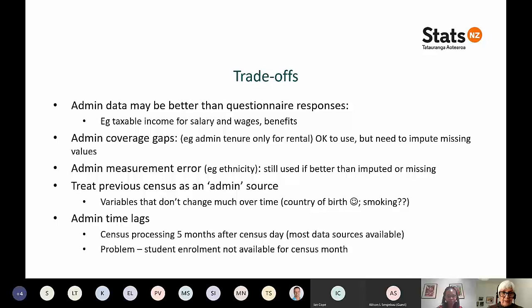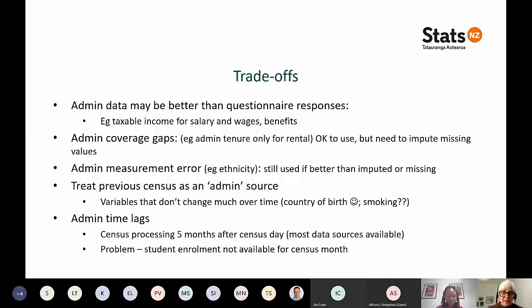One of the things we did was to treat the previous census as an administrative source. That's really great for variables that don't change much over time, like country of birth. We also used the smoking status of a person 5 years ago and came in for some criticism for that because it doesn't pick up people who may have changed over the last 5 years. So it's not clear whether you would get a better result doing it another way, but we will have a look at that.